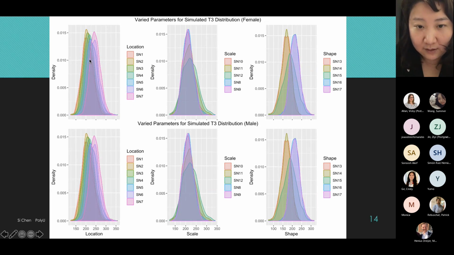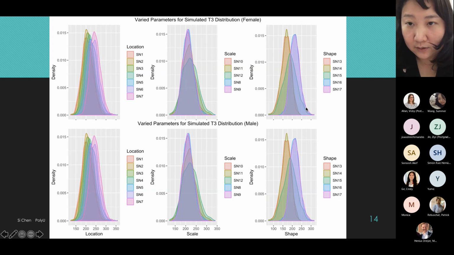So as you can see in these figures, we can simulate the distributions by varying the location parameter and the scale parameter. By varying the location, you will see that the distribution can be moved to the left or to the right. By manipulating the scale, you would see that we have different dispersion, and the shape, whether it's skewed to the right or to the left. So we can manipulate these three parameters to give us different shapes of the distributions.